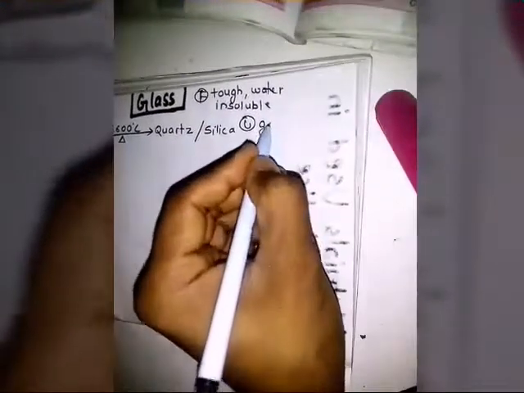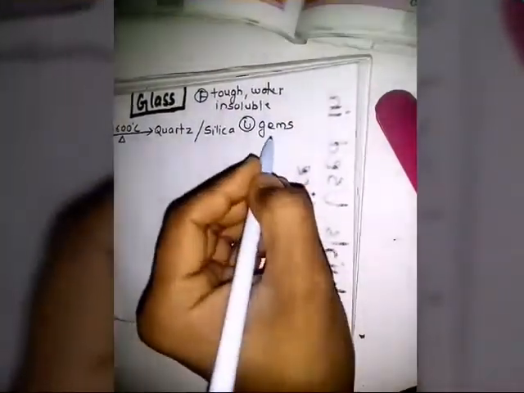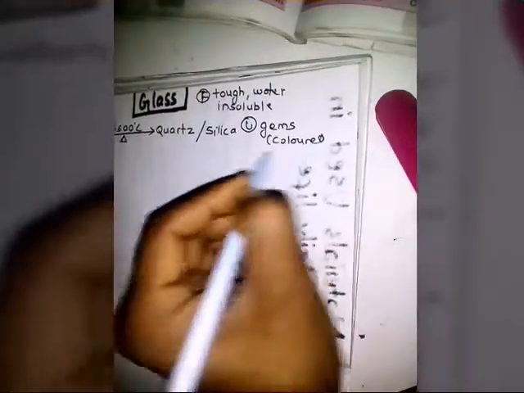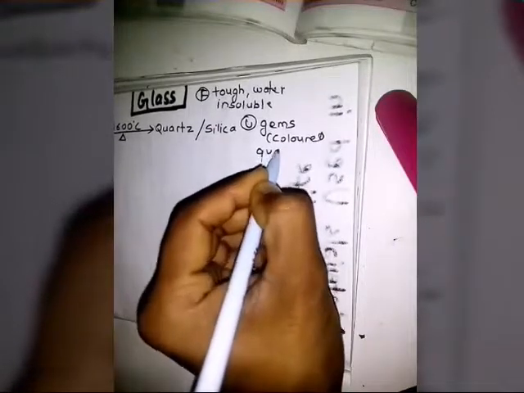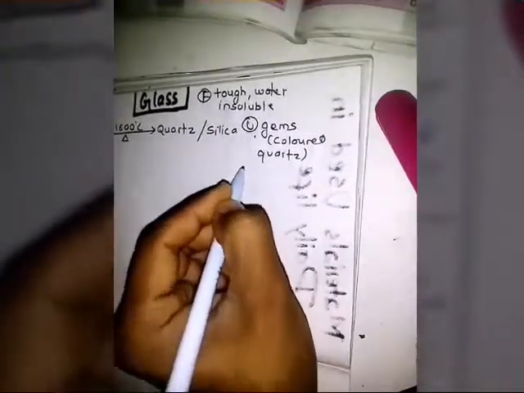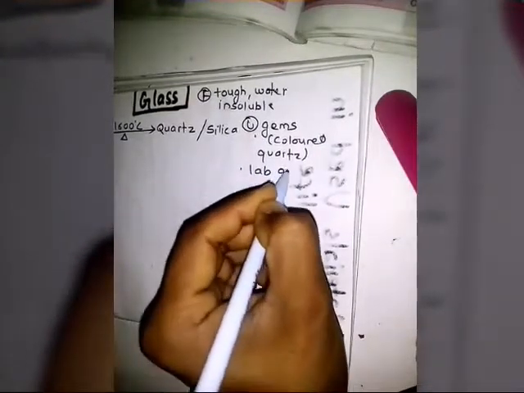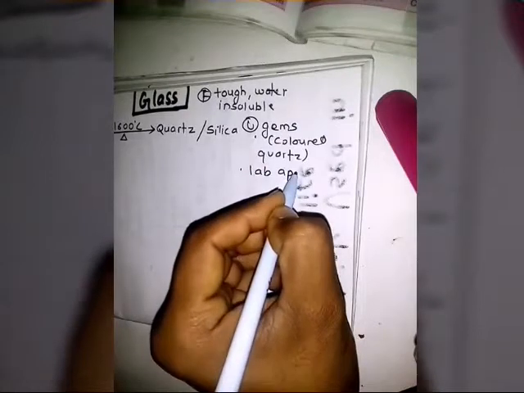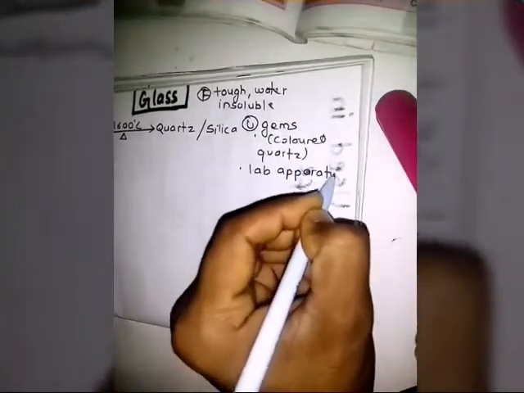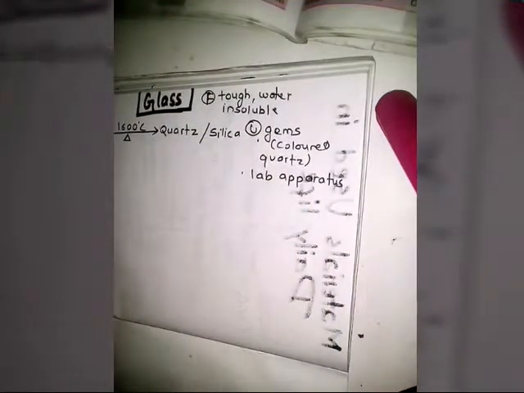So it is used to make gems, that is, a colored quartz. And next use, I'll say it's used for making lab apparatus. Lab apparatus are the vessels that are used in a lab, like a beaker, like those kinds.